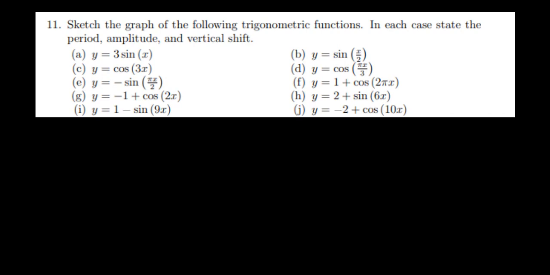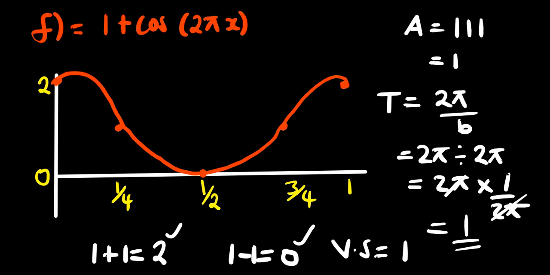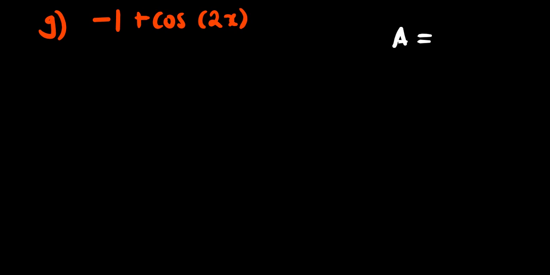G we're saying is equal to -1 plus cos 2x. Let's solve G. So we're saying it's -1 plus cos 2x. Let's find the amplitude. The coefficient of the function, you're able to see in front of cos is a positive 1. So the absolute value of positive 1 is just 1.